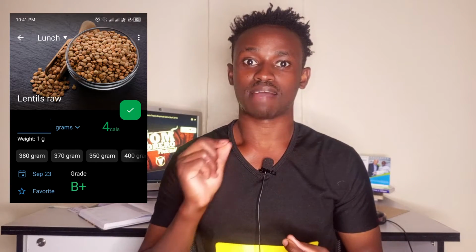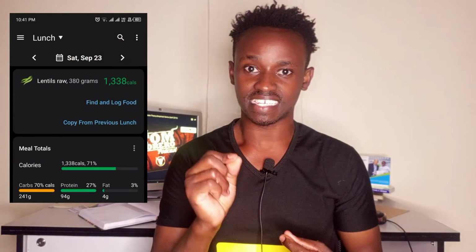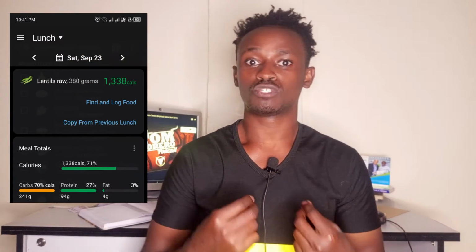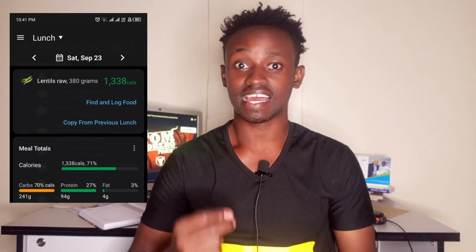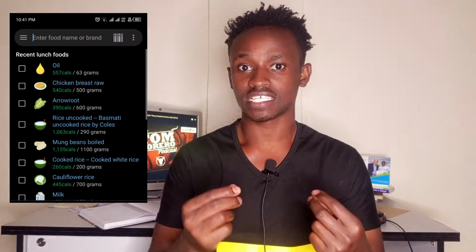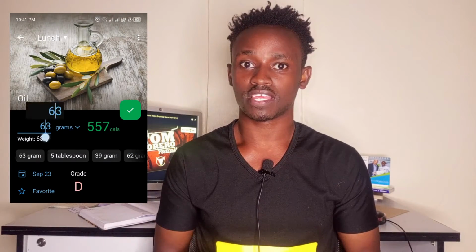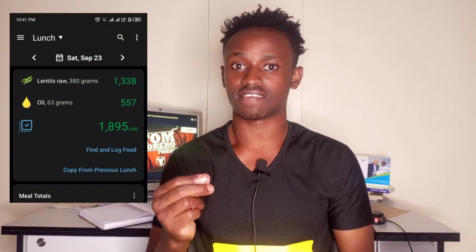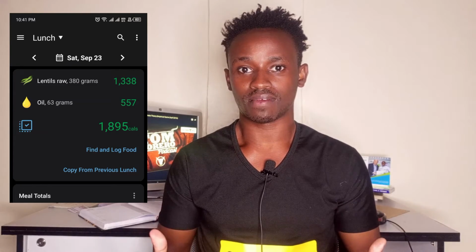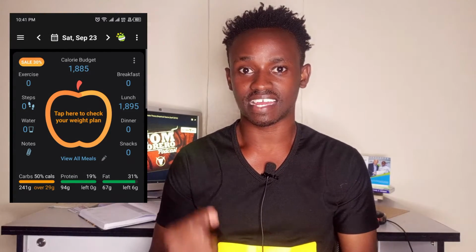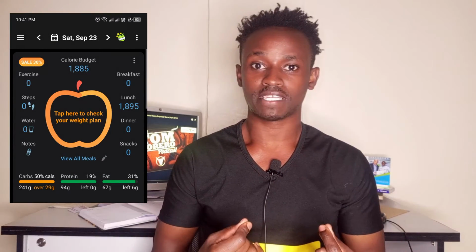In my case, I am going to use 380 grams of lentils, which will give me about 1338 calories. As for cooking oil, I am going to use 63 grams. This will give me 557 calories. When I add up these calories, I am going to get 1895 calories, which is a bit more than my target. But since I am a casual lifter, there is no problem.